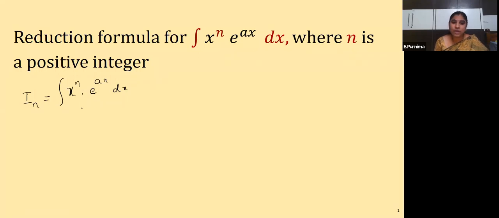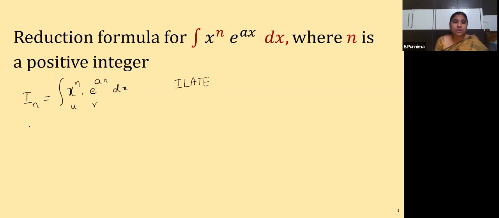Understood? So now if you observe this one, x to the power of n is an algebraic function, and e to the power of ax is an exponential function. In the ILATE rule, algebraic function comes first, then exponential function comes next. So according to this rule, we are considering x to the power of n as u and e to the power of ax as v.